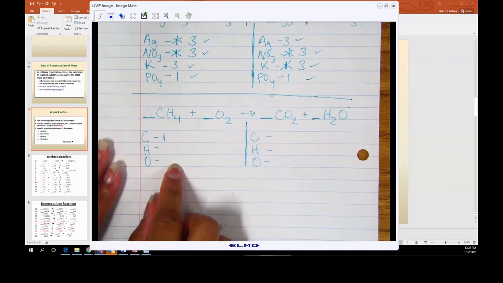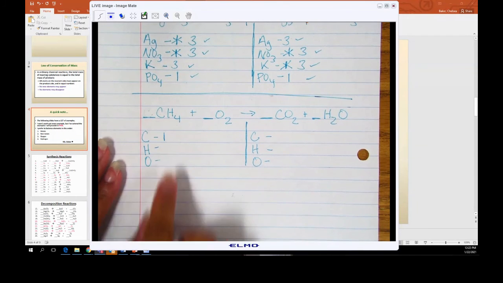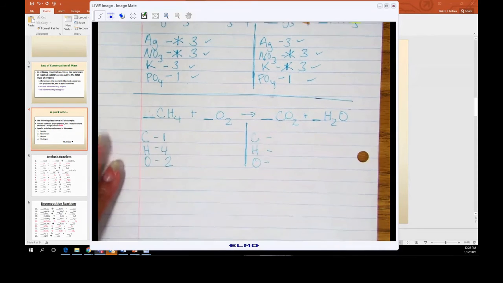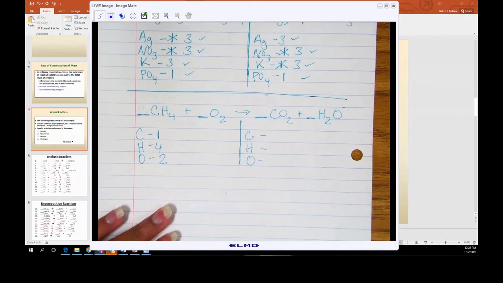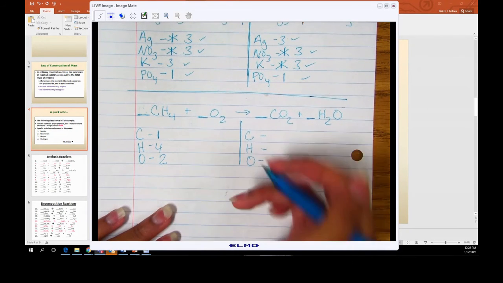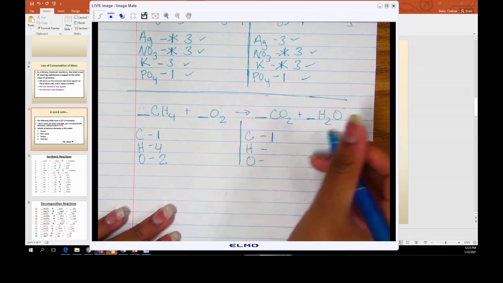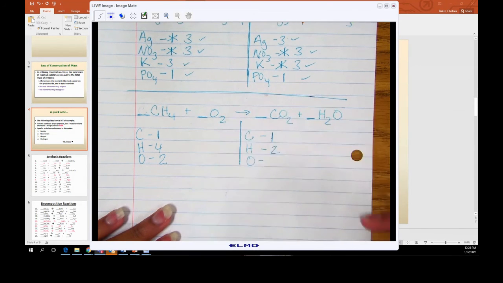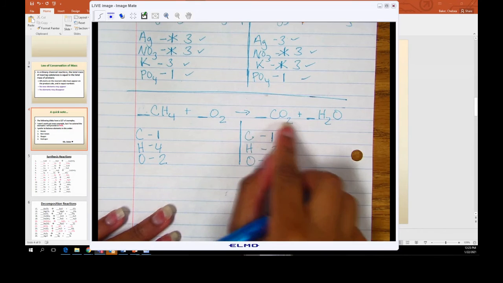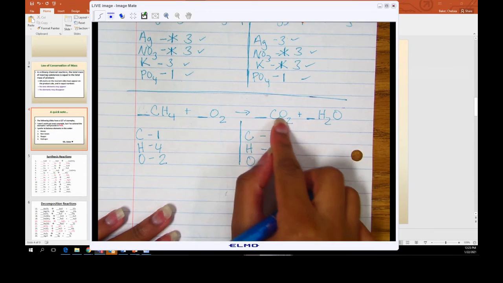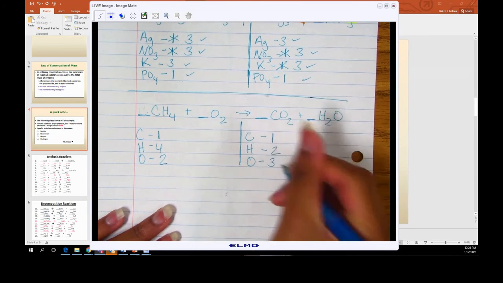All right, so I'm going to count up. I've got 1 carbon, 4 hydrogens, and 2 oxygens on my reactant side. And on my product side, I've got 1 carbon, I've got 2 hydrogens, and notice I've got oxygen in 2 different places, right? So I've got 1 in my water and 2 as part of my carbon dioxide for a total of 3 oxygens.